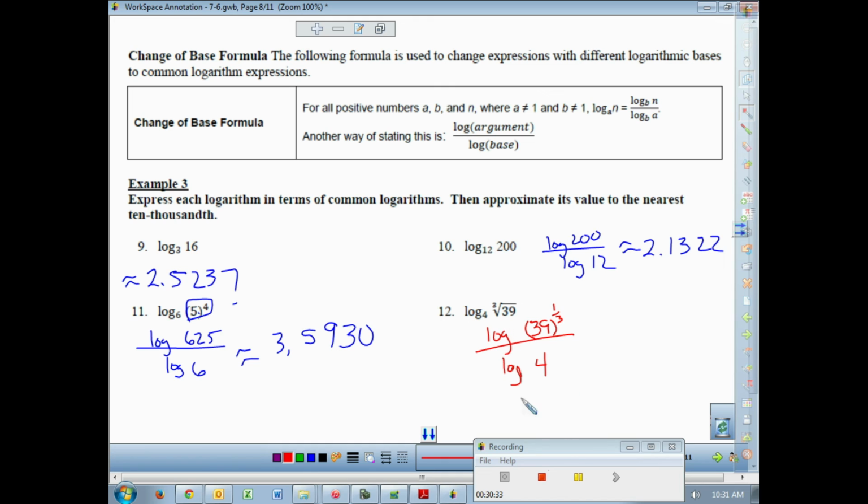But here's the problem. Isn't the entire argument this? Right? That has to go in parentheses. So punch it in and see what you get. I hope you get 0.8809. 0.8809. Let's see.